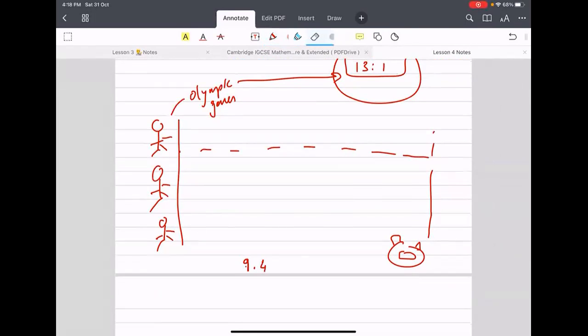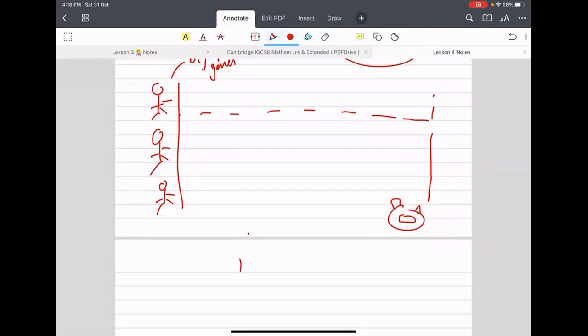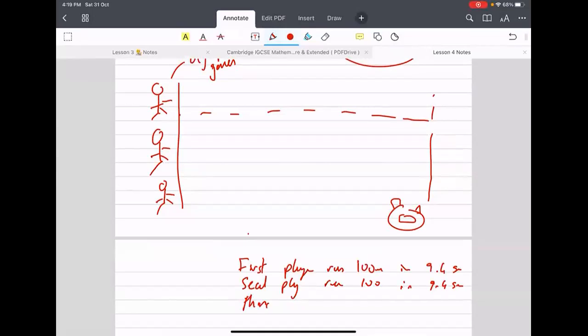First player runs 100 meters in 9.4 seconds. Second player runs 100 meters in 9.4 seconds. Third player runs 100 meters in 9.4 seconds too.